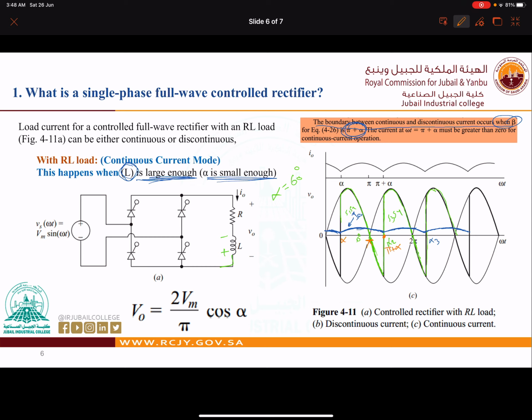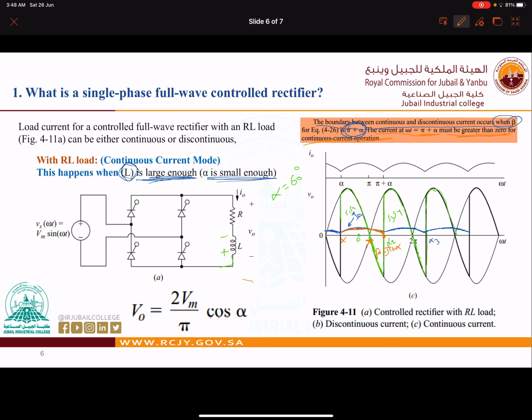So as you can see from the current here, it will start and stop at beta. It will stop at beta. So beta is basically pi plus alpha, right? So if we have beta equal to pi plus alpha, then it is continuous current. So the current at pi plus alpha must be greater than 0 for the continuous current operation.